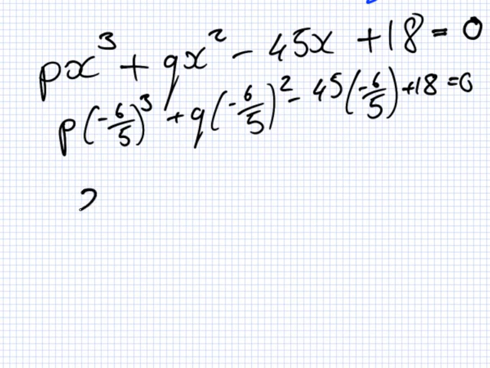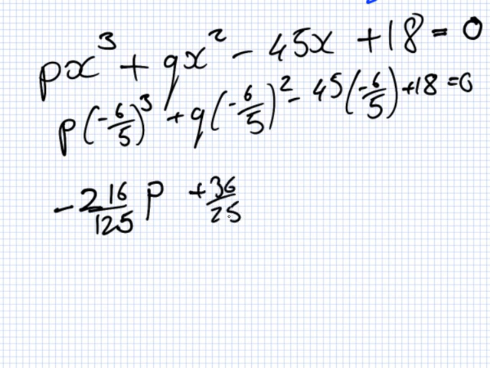216 over 125 with a minus and with a p, plus 36 over 25q plus 30 plus 18 equals 0. Is that right? No, no, of course not. 54 plus 18 equals 0.